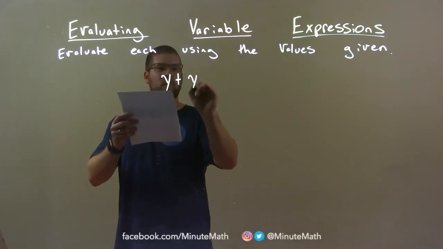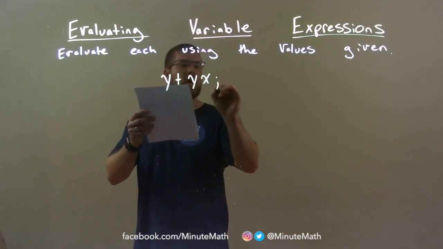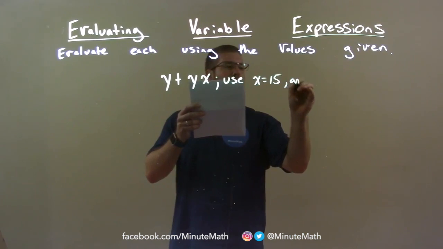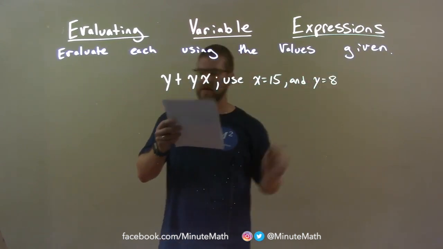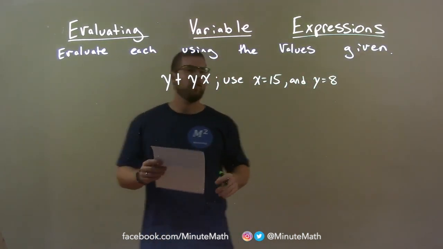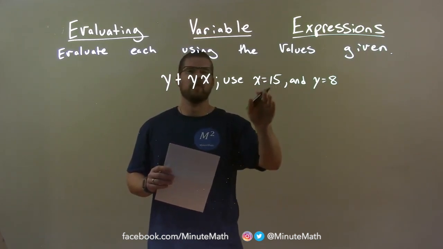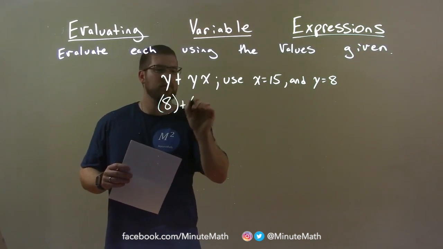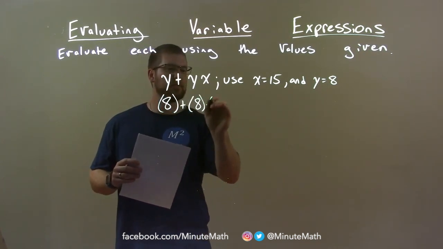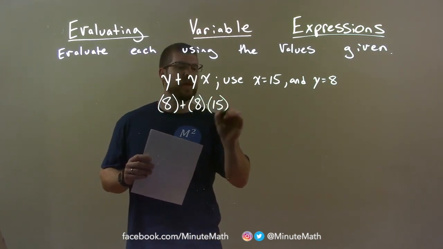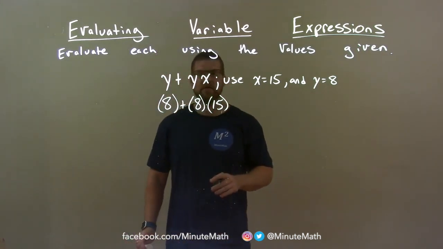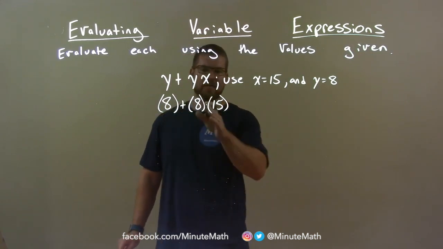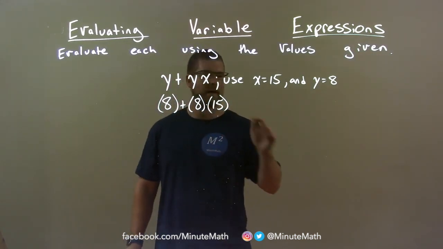y plus yx, okay? And we need to use x equals 15 and y equals 8, okay? Well, first thing, we substitute our variables for their corresponding values. Y is 8 here, so 8 plus 8 again for that y times x is 15. And here's where I recommend parentheses, right? Showing which values were substituted in. Order of operations says multiplication is first, 8 times 15.